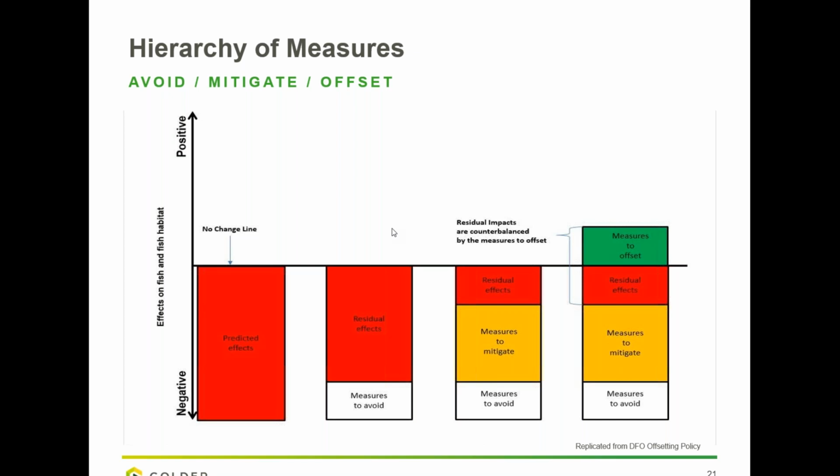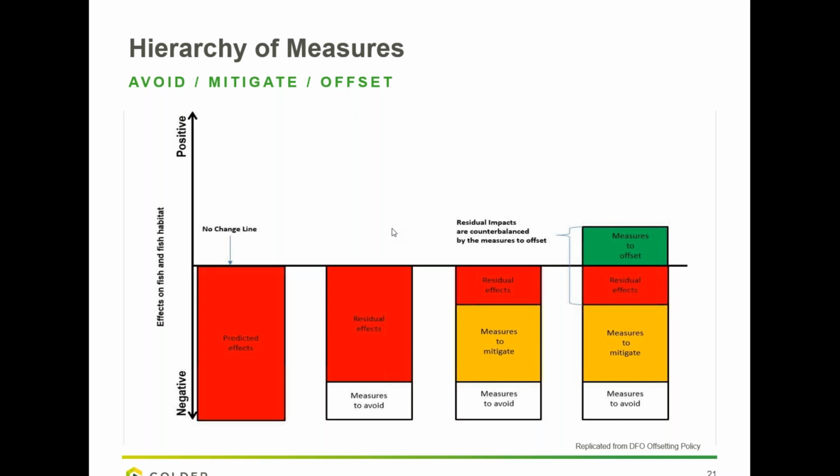Here's another. This is from DFO's website, or from their offsetting policy, and again, just a bit of a schematic to demonstrate how they're viewing and how you need to go about defining your offset. So again, starting with the project and the predicted effects, being able to directly identify any avoidance measures that have been implemented with the project. Add on top of that the mitigation measures that have been added to the project.